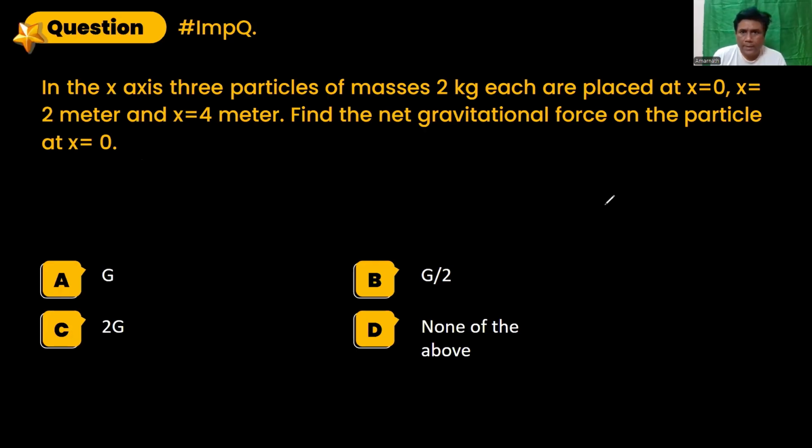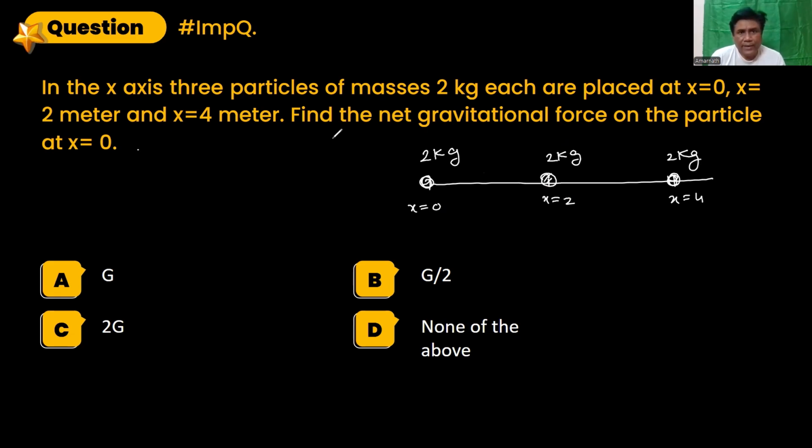Let me try. Say this is my number line. This is at x equal to 0, so at x equal to 0, 2 kg is there. And at x equal to 2, here also it is 2 kg. And at x equal to 4, here is also a 2 kg. But now I need to find out the net gravitational force on the particle at x equal to 0.